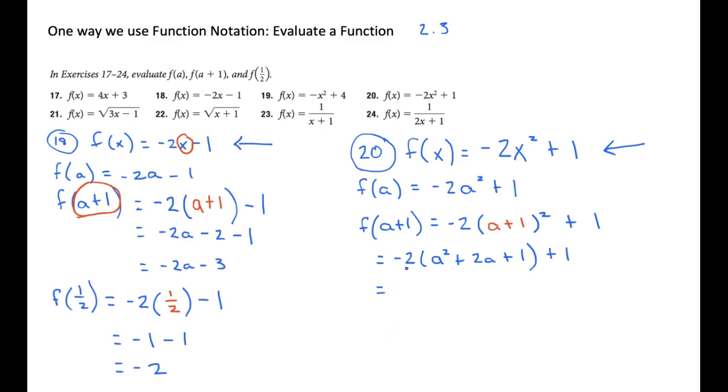Okay, and then I'm going to distribute the negative 2. So I get negative 2a squared. Plus, the next one is a minus, actually. So that's going to be minus 4a, and then negative 2 times 1 is minus 2, and then there's a plus 1. So I have to rewrite this because I have to combine these two right here. So I get negative 2a squared minus 4a minus 1.